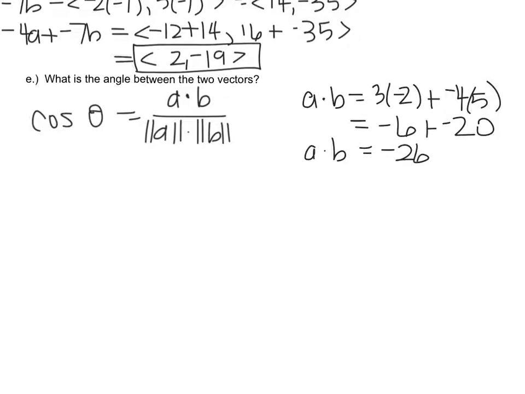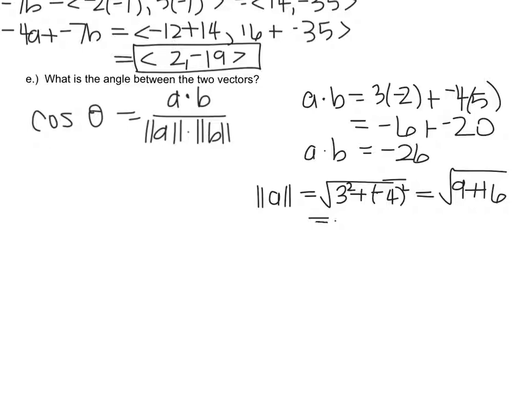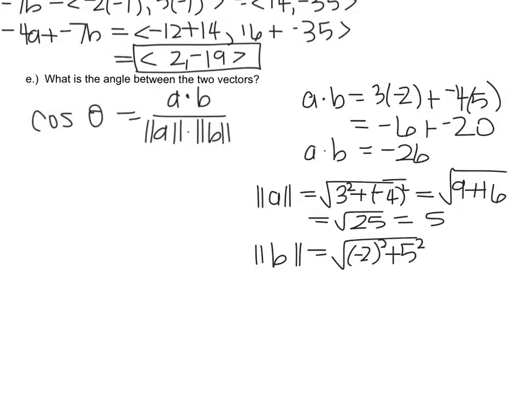Next, we want to find the magnitude of vector a. So the square root of 3 squared plus negative 4 squared, which is going to become the square root of 9 plus 16, which is the square root of 25, which equals 5. And then lastly, the magnitude of vector b, which is going to be the square root of negative 2 squared plus 5 squared, which ends up being the square root of 4 plus 25. So we end up with the square root of 29.